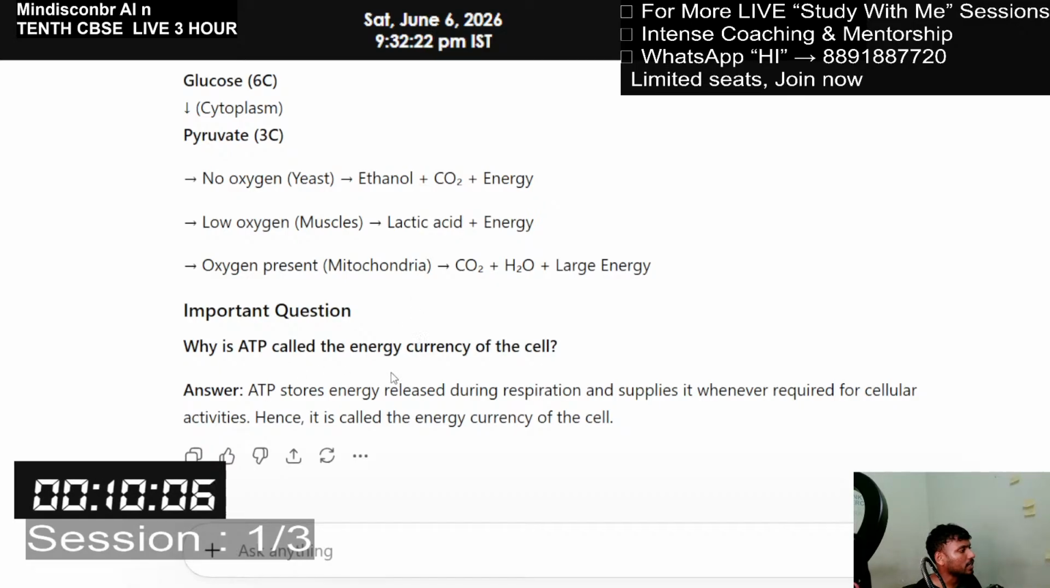Why is ATP called the energy currency of the cell? ATP stores energy released during respiration and supplies it whenever required for cellular activities. Hence, it is called the energy currency of the cell. So, in the process of respiration, what is released? ATP is released, and ATP is called the energy currency of the cell. Wherever cellular activities are needed, there ATP is required, and this ATP is provided through respiration.